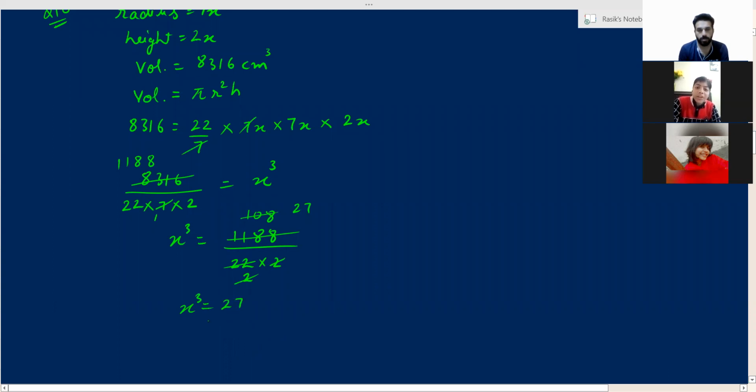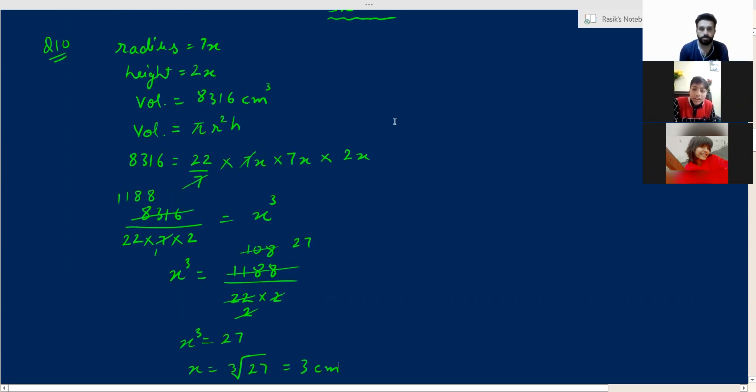Sir, x is equal to 3. x is equal to cube root of 27, that means 3. 3 centimeter is x. Now we will use this value of x to find the radius and height. Radius is equal to 7x, so 7 into 3 is 21 centimeters. Height is equal to 2x, so this is 6 centimeters.